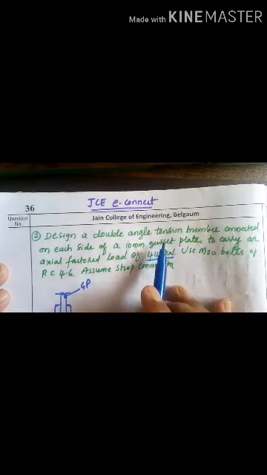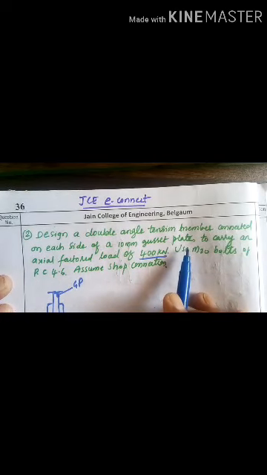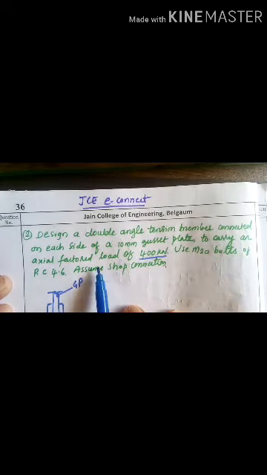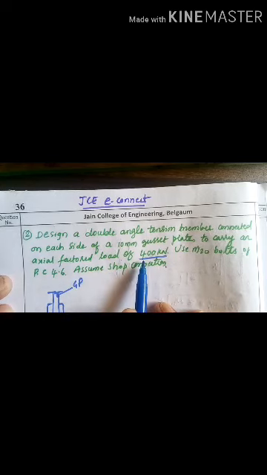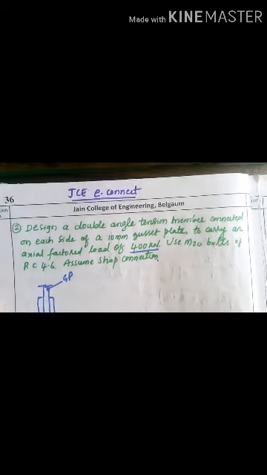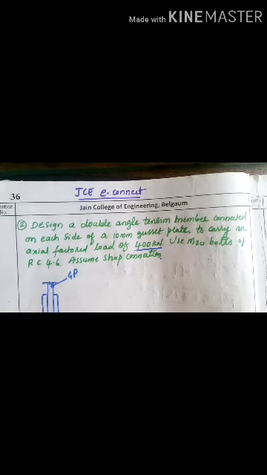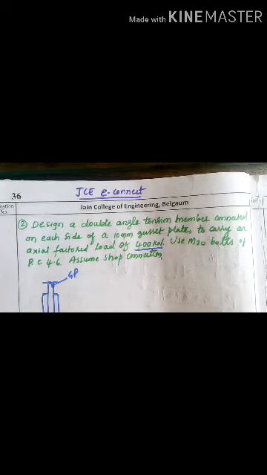Okay. So here the problem is given as: design a double angle tension member connected on each side of a gusset plate to carry an axial factored load of 400 kilonewton. Use M20 bolts of property class 4.6. Assume shop connection. So for the given load we need to assign the section, and after assigning the section, we need to check whether that section is safe or not. That is a design problem.